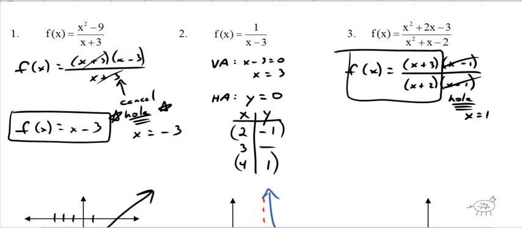That's what you're graphing, and then you're going to put a hole in there at 1. So we're going to do the same thing. I'm going to say my vertical asymptote is going to be set the bottom equal to 0, so x plus 2 equals 0, so x equals -2.